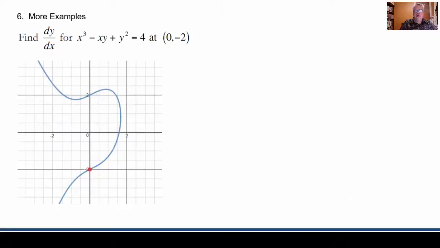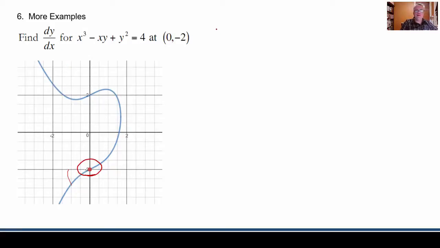All right. I got 2 more examples for you. And this takes a lot of practice, so hopefully these are helping. Here's this really weird kind of curve. It looks like a piece of string lying in the xy plane. And we want to find the derivative right there at the point 0, negative 2. To do this, we're going to need the power rule here, the product rule here, and the general power rule there. Okay, so here we go.